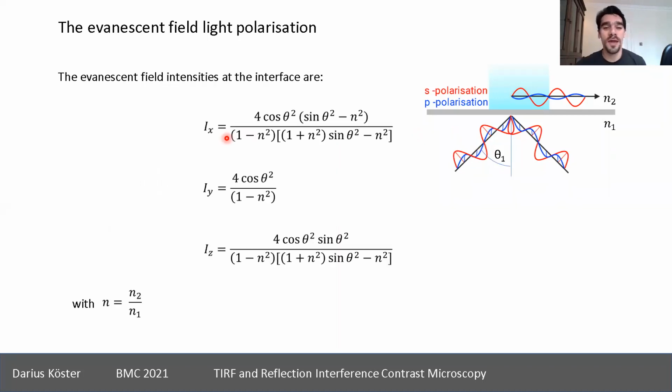And if you look at the intensity values, what happens to the intensity at this evanescent field at the surface, you can have this.